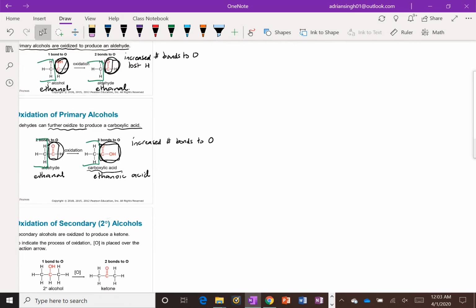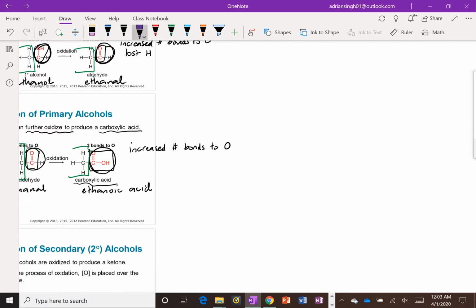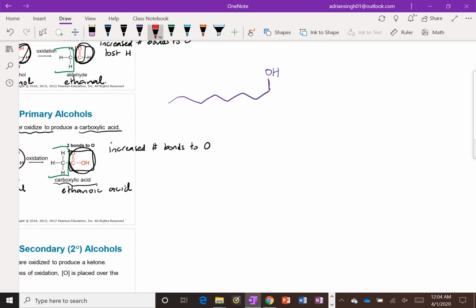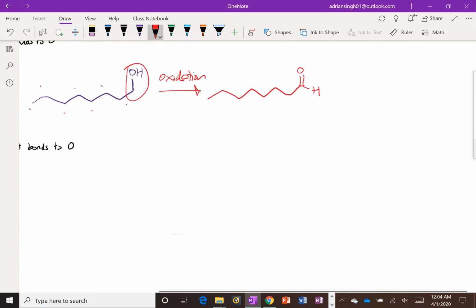So let's take a look at another example here really quick. If I had an alcohol that looked like this, it may look kind of big and cumbersome, but really all you're focusing on is this region of it. So if we oxidize it, first of all, we're going to get the same number of carbons, 1, 2, 3, 4, 5, 6, 7, 8. And now we're going to change that alcohol to an aldehyde. That's all I'm changing.